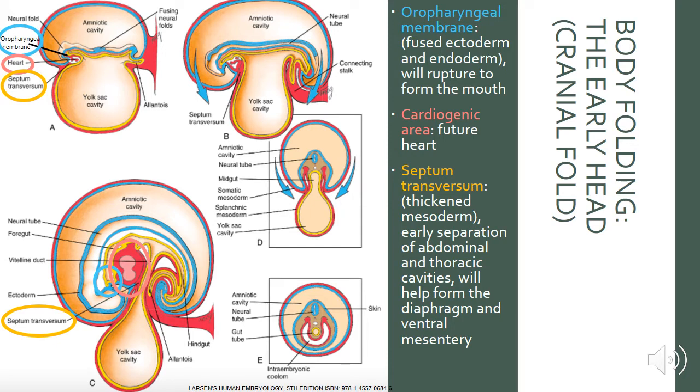The ventral mesentery really just describes the tissue that holds your organs in their places. So this is the tissue that keeps your intestines in more or less the right spot, along with all your other abdominal organs.